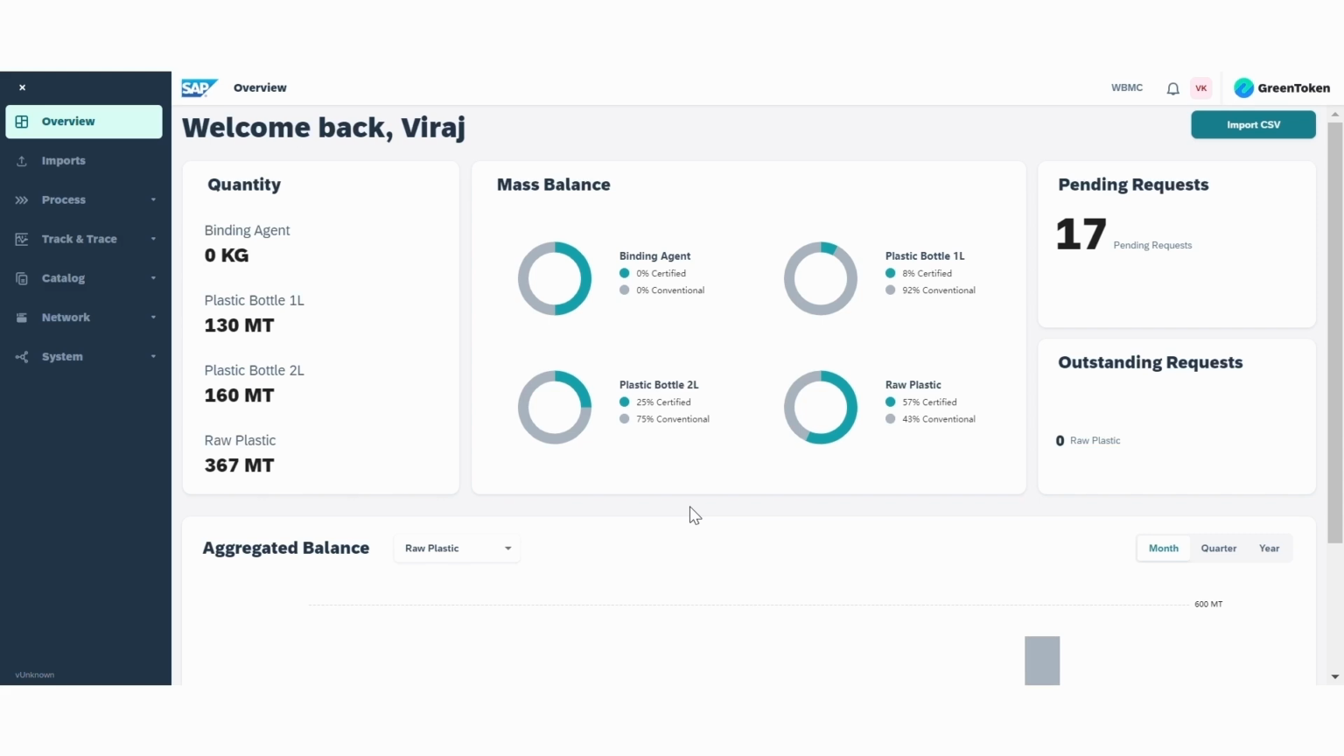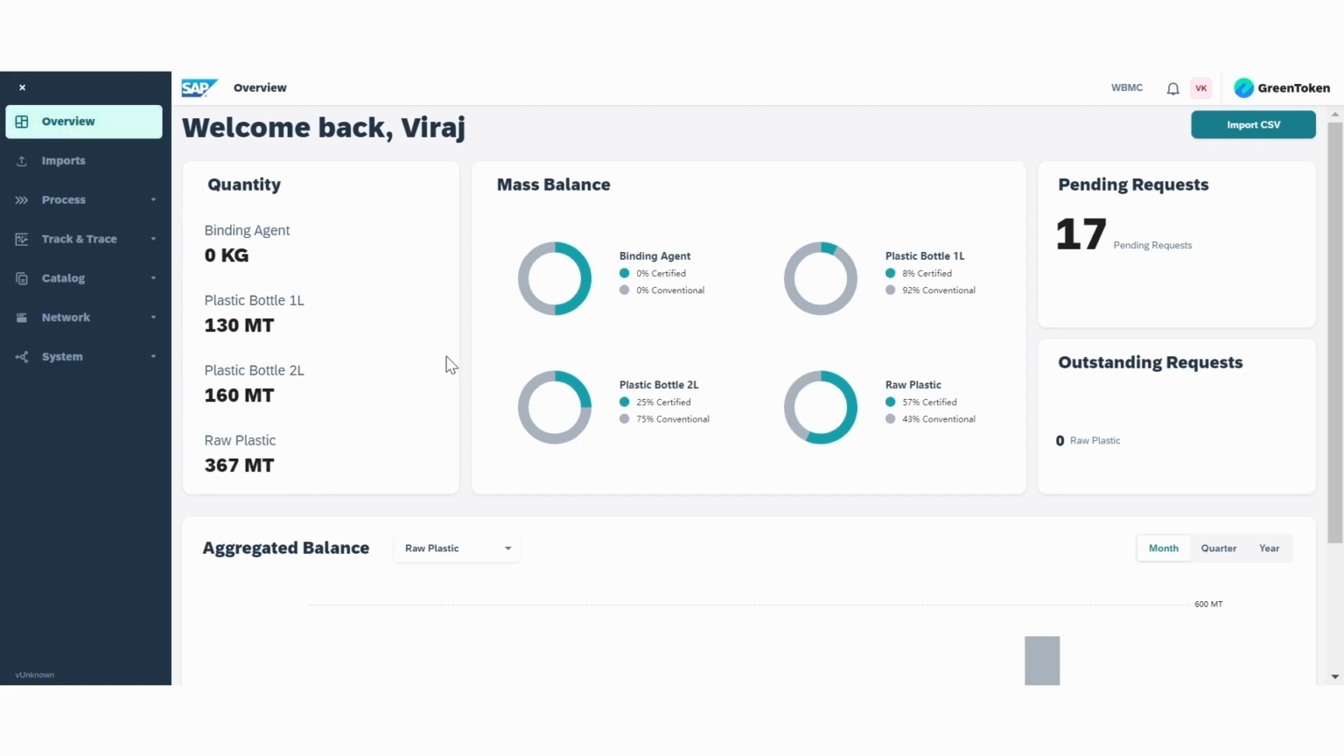Green Token uses blockchain technology to make sure that the transactions that are recorded, the creations, the conversions, and the transfers of the tokens, are completely immutable and can be trusted. So with that background, let's jump into the demo.